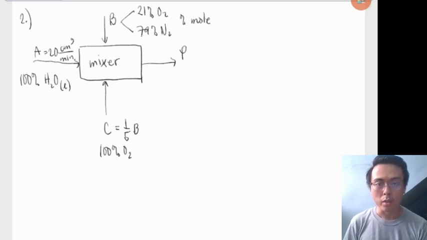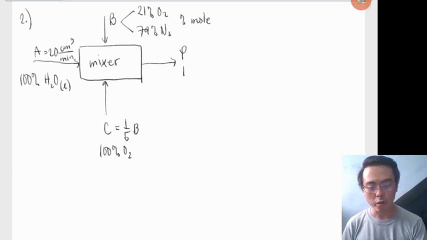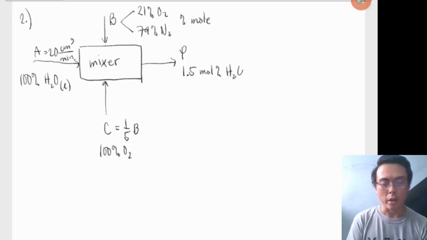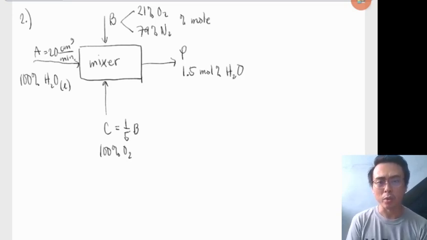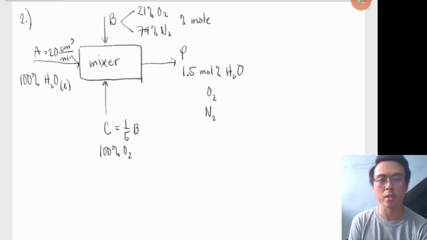We want these streams to mix such that your stream P contains 1.5 mole percent water. And by deduction, you now know that stream P would contain three components. That's water, oxygen, and nitrogen, because you're mixing the three streams containing those three components.